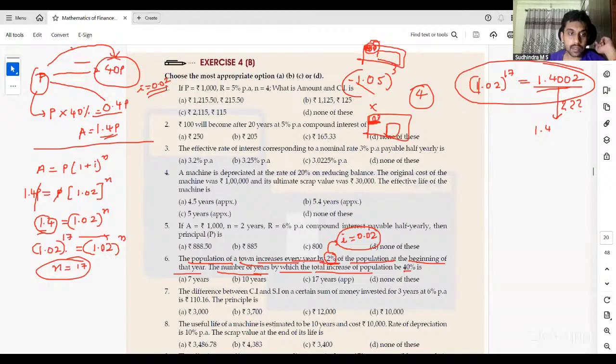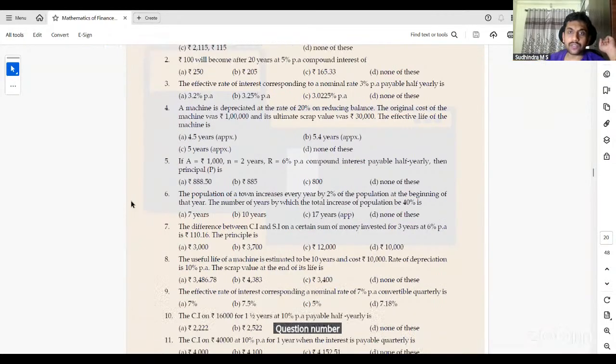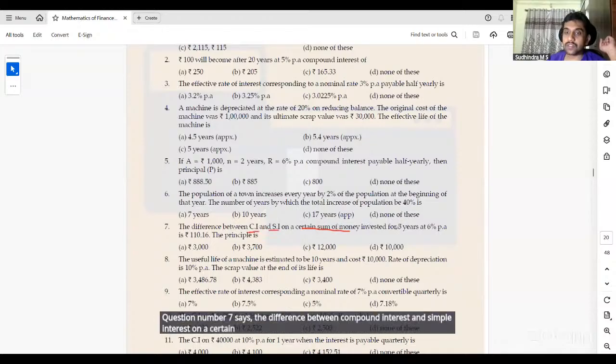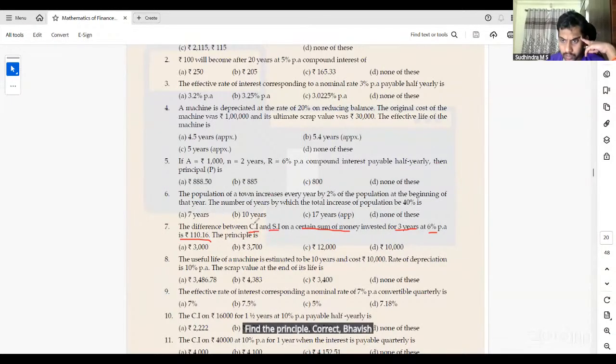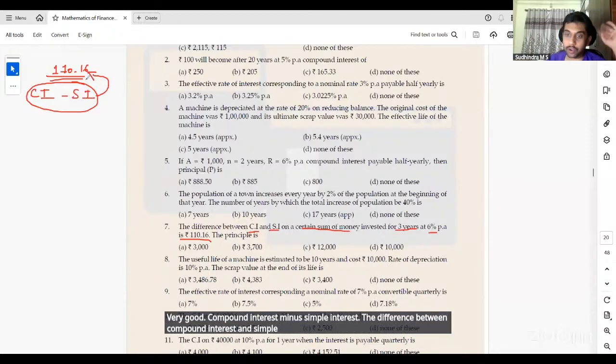Yes, Arpita, correct. Okay. We'll see how we got these answers. Question number 7 says the difference between compound interest and simple interest on a certain sum of money invested for 3 years at 6% per annum is 110.16. Find the principal. Correct, Bhavish? That is the question given. So what is 110.16 here? Compound interest minus simple interest. Very good. The difference between compound interest and simple interest is 110.16.